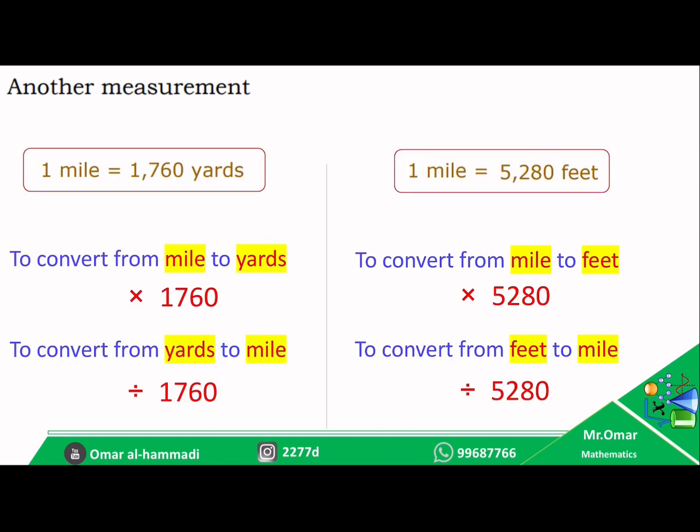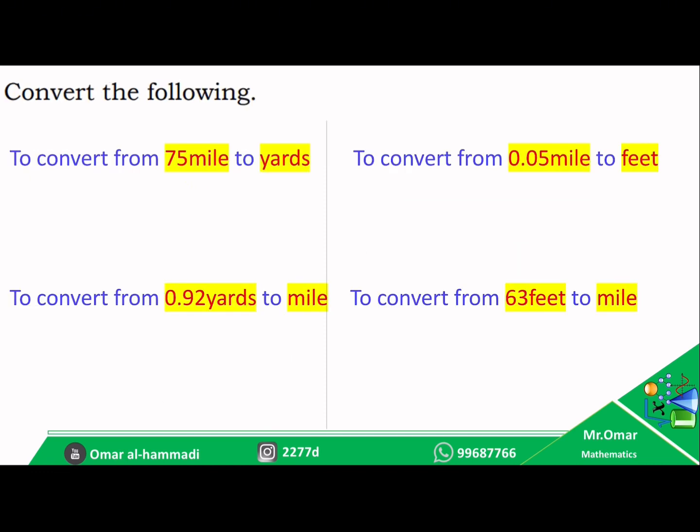Here we go again. This is from mile to yard and from mile to feet. From mile to yard, we have to multiply by 1760. And from yards to mile, we divide by 1760. And from mile to feet, we have to multiply by 5280. And from feet to mile, we have to divide by 5280.